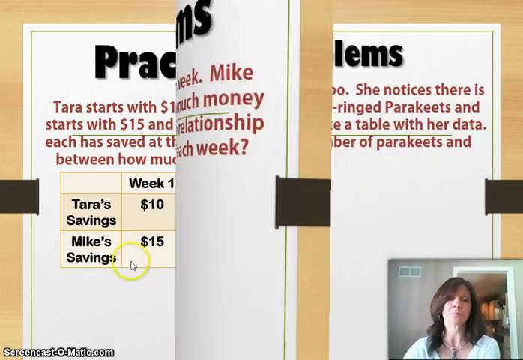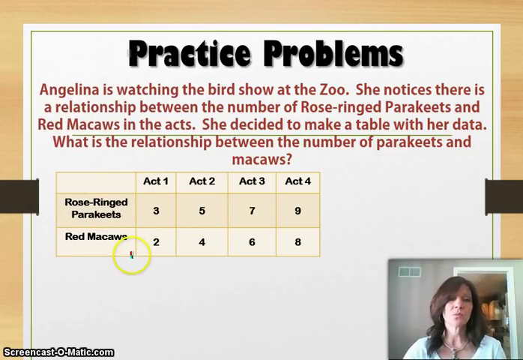Let's do another one. Don't forget, please write this chart. Pause the video if you need to. Create the chart first, and then we'll solve. Angelina is watching the bird show at the zoo. She notices there's a relationship between the number of rose-ringed parakeets and red macaws in the acts. She decided to make a table with her data. What is the relationship between the number of parakeets and the number of macaws?